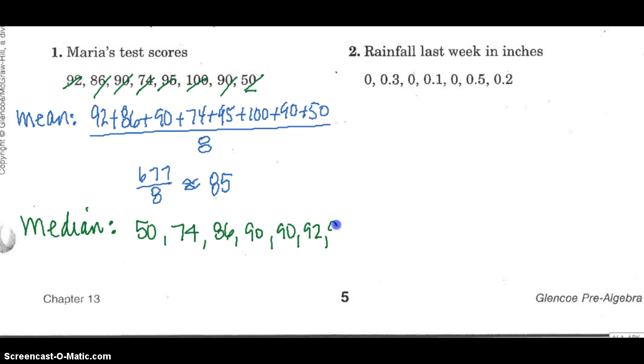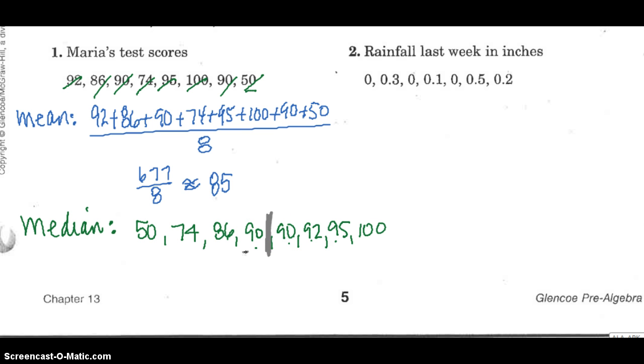95, and then 100. Make sure I didn't skip anything. There's supposed to be 8. 1, 2, 3, 4, 5, 6, 7, 8. All right, so halfway is here. We have 4 to the left and 4 to the right. Since it's an even number, we don't have a median. We don't have a number that falls in the middle.